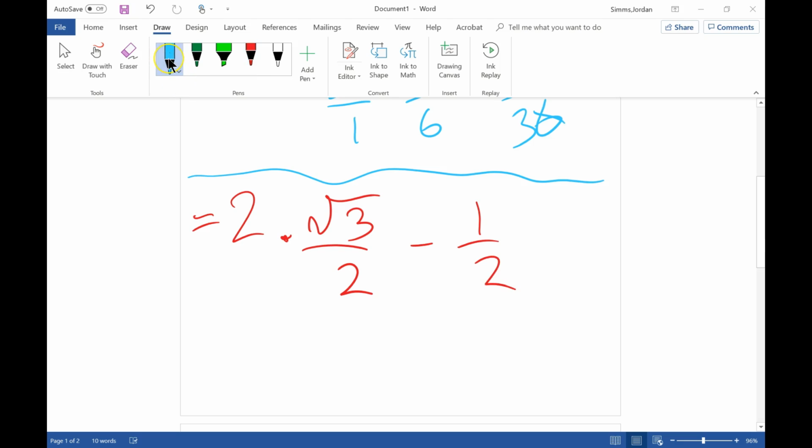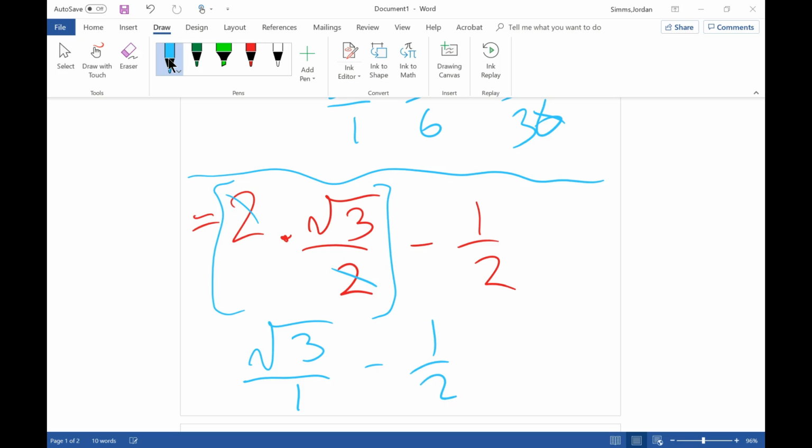Okay, a couple different ways we can attack this. Basically what's going to happen here, we have to do the multiplication first, right? Order of operations, where we can really just cancel. So what we're left with here is going to be root 3 really over 1, minus 1/2. Now that's no good. We have to have common denominators, so we'll multiply by 2, top and bottom.